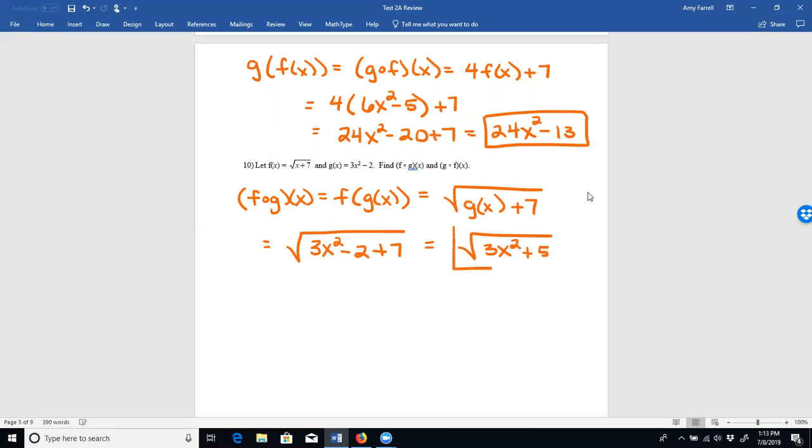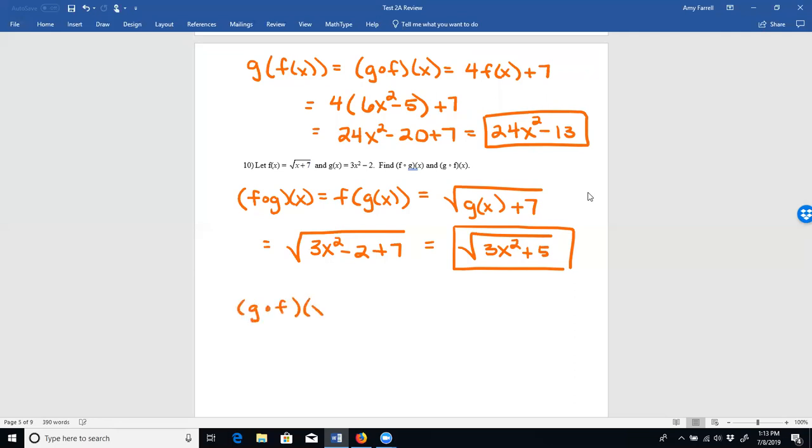There's nothing we can do to simplify that, even with the x squared underneath the square root. The only way we'd be able to simplify that is if we could somehow get this factored into the square of a binomial. So we're not going to simplify that.